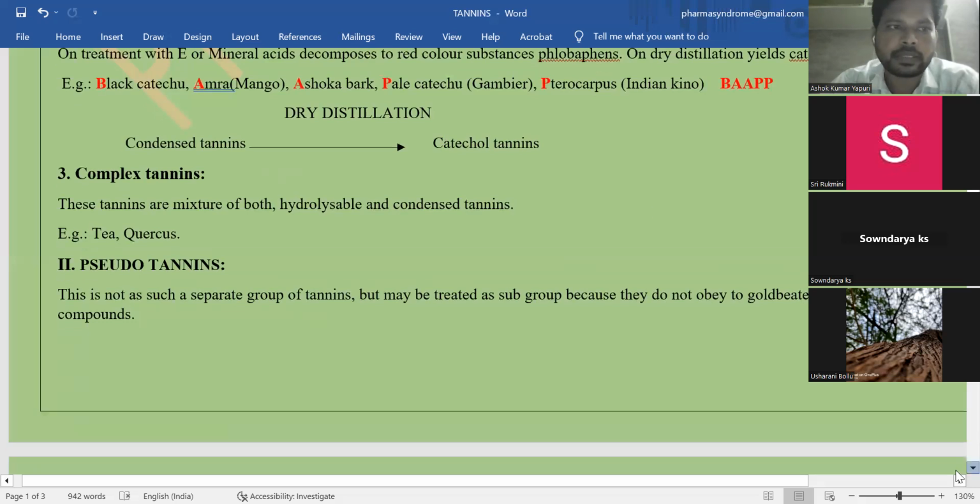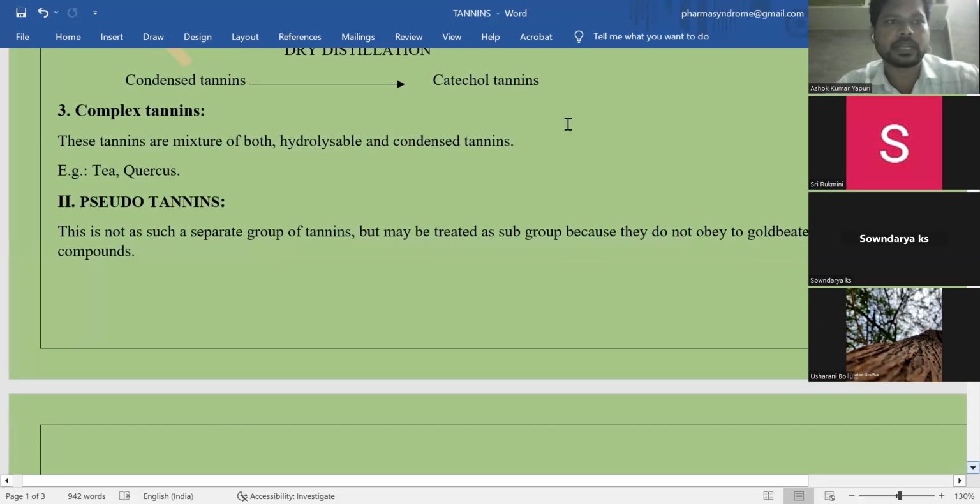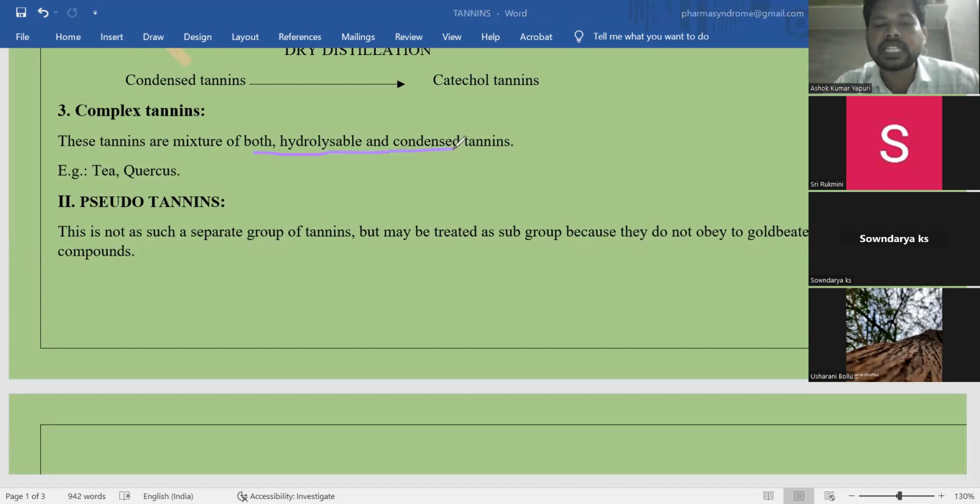Next, complex tannins. So complex tannins are nothing but a mixture of both hydrolyzable as well as condensed tannins. Condensed tannins are nothing but non-hydrolyzable tannins, phlobatannins, proanthocyanidins. And examples are tea and Quercus. So tea and Quercus are examples of complex tannins.